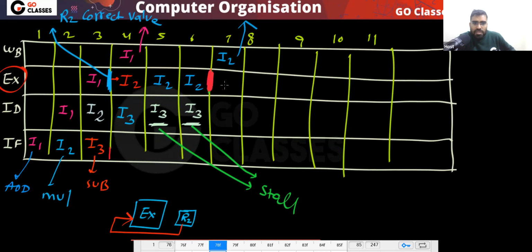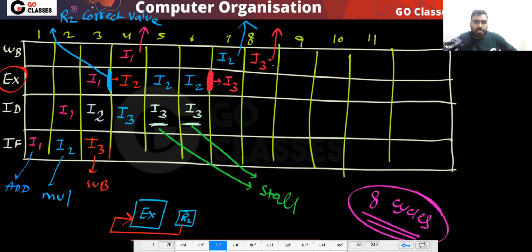So here you can notice, from here you can pass it, right? From execution to execution, you can pass it. That's it. Then this I3 can go here. How many cycles? This is your answer. How many cycles do you need? 8 cycles to complete.